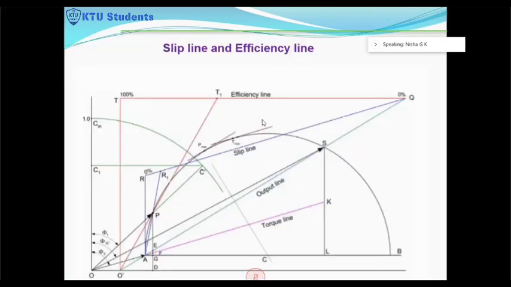Then you have to draw the slip line and the efficiency line. So how will you draw the slip line and the efficiency line? You have to extend the output line to meet the reference axis at O dash, in the backward direction. Similarly, in the forward direction, you have to choose one point Q, and from this draw a line that is parallel to the torque line.